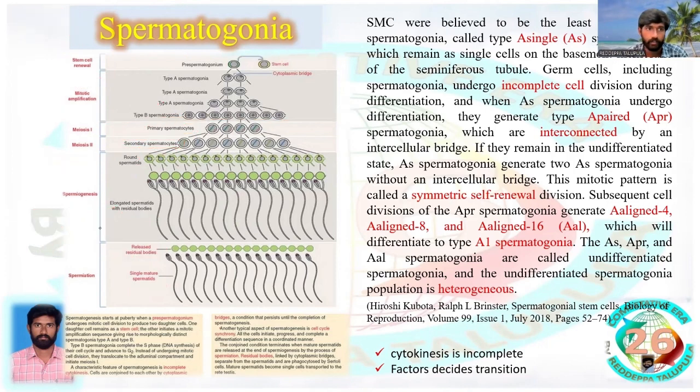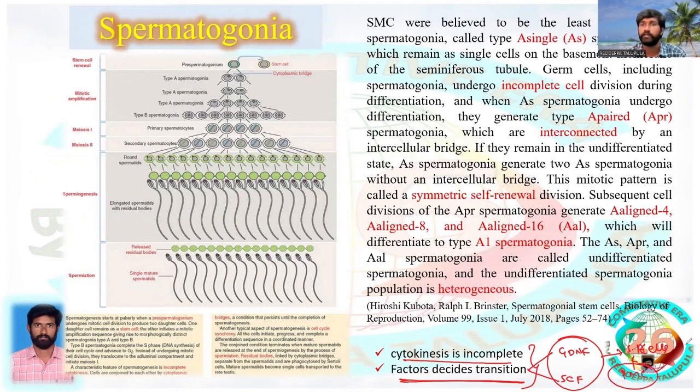Next, a key feature of this conversion is that cytokinesis is incomplete. Factors decide the transition. Those factors are GDNF and SCF. These are the two factors produced by the Sertoli cells and PMC, peritubular myoid cells. Those two.